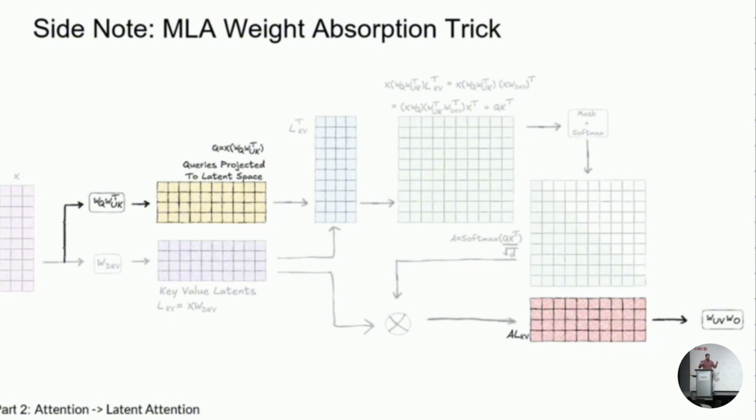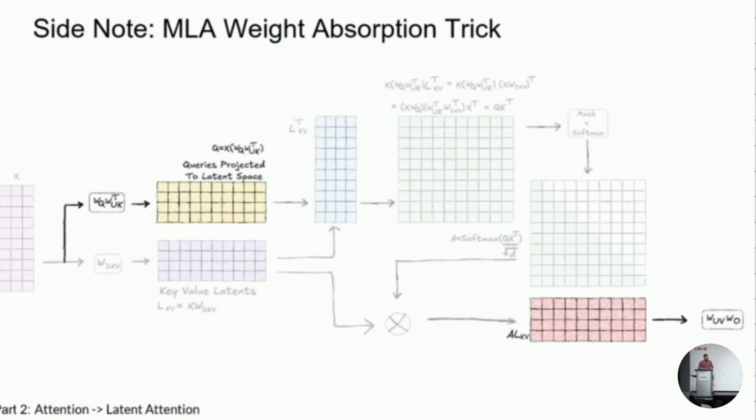And this is a side note about how MLA is implemented. Instead of doing the up projections, what DeepSeek did was they absorbed the up projection matrices into the query projection and the output projection, before the yellow embeddings and after the red embeddings, as you can see there. Mathematically, it comes out to be equivalent.